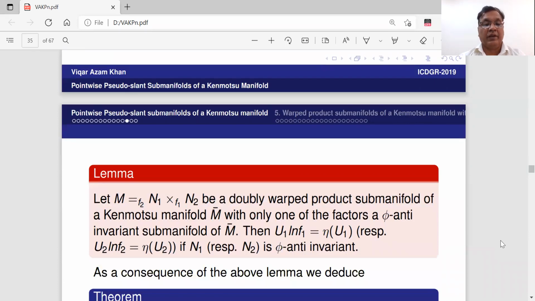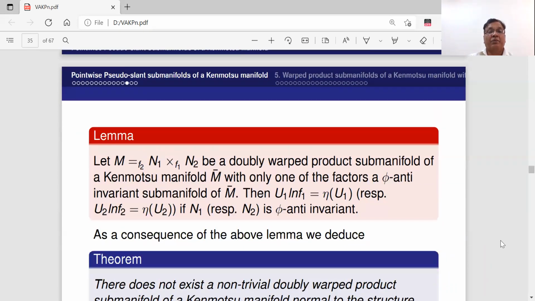So the first lemma that we have is this. We have a doubly warped product submanifold of a Kenmotsu manifold with one of the factors phi anti-invariant. That is a special thing, that we are taking our second factor to be a phi anti-invariant submanifold. Then we have this formula: U1 ln F1 is eta U1 and U2 ln F2 is eta U2. So U1 ln F1 is eta U1 if N1 is phi anti-invariant, and U2 ln F2 equals eta U2 if N2 is phi anti-invariant. So these are some observations.